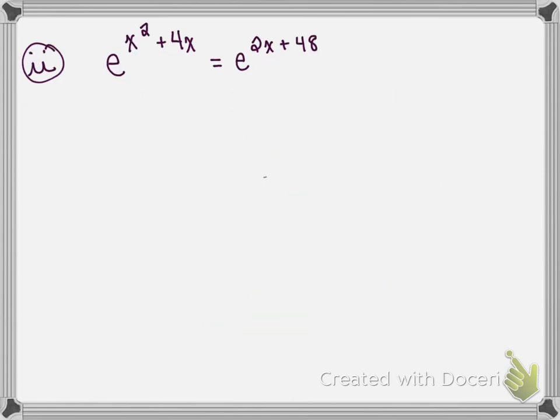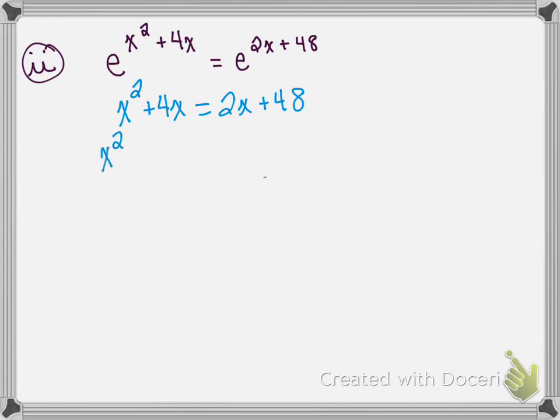I have e to x squared plus 4x equals e to the 2x plus 48. These are already set equal to each other with the same base. So all I have to do is write my exponents equal together. So I've got x squared plus 4x equals 2x plus 48. So this is going to be a quadratic, so I have to set it equal to 0. So I have x squared.